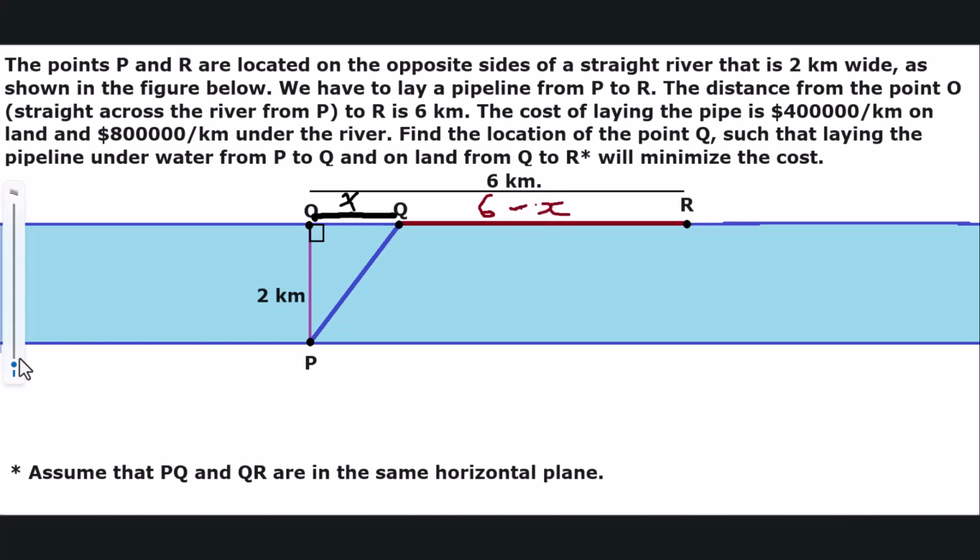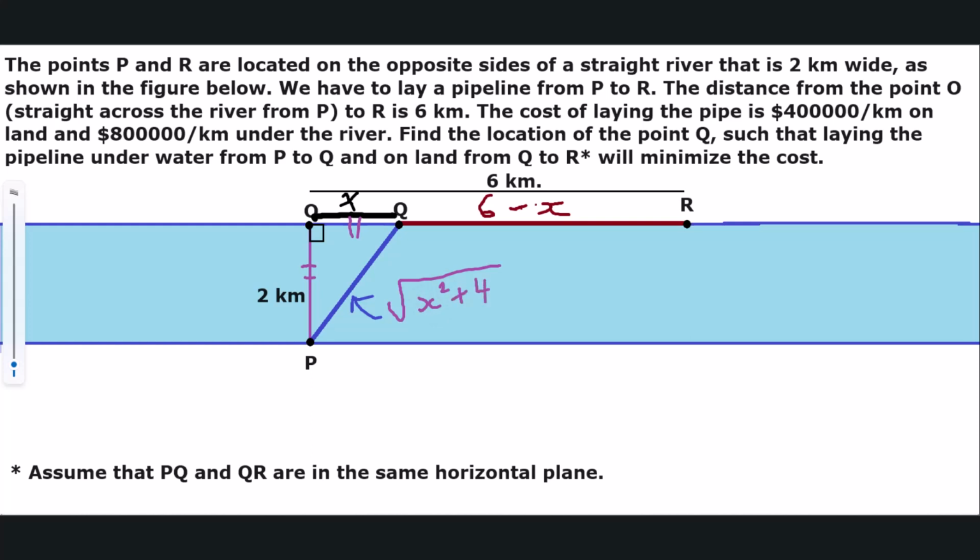And then this distance here, that is the length of the pipe under the river, is going to be the hypotenuse of this right triangle. And that hypotenuse would be how much? The legs are X and 2. So the hypotenuse would be square root of X squared plus 4.